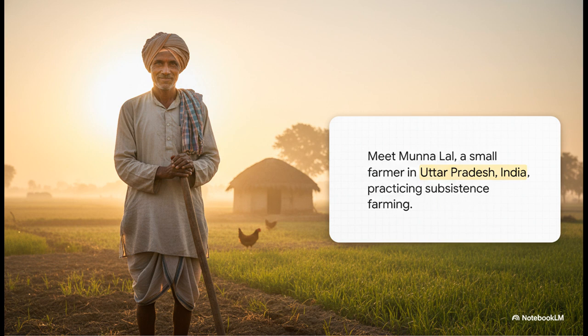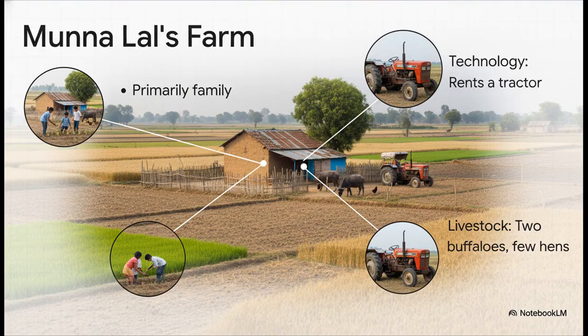First, let's head over to a small village in India and meet Muna Lal. His story is really the story of hundreds of millions of subsistence farmers all around the globe. So Muna Lal works a pretty small plot of land, about 1.5 hectares, and he does it mostly with his family. He might rent a tractor when he can afford it and relies on advice from his friends and community.